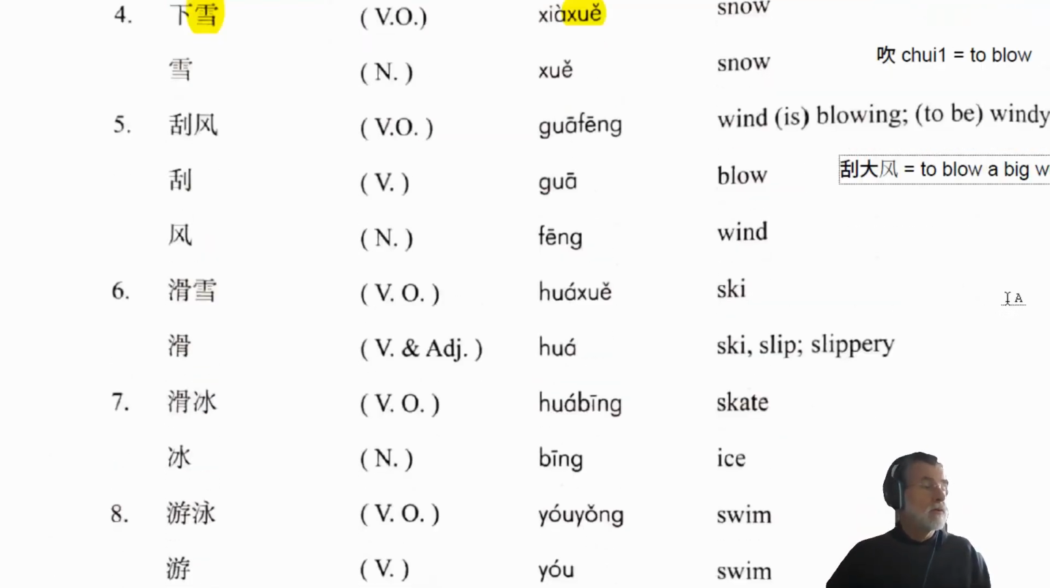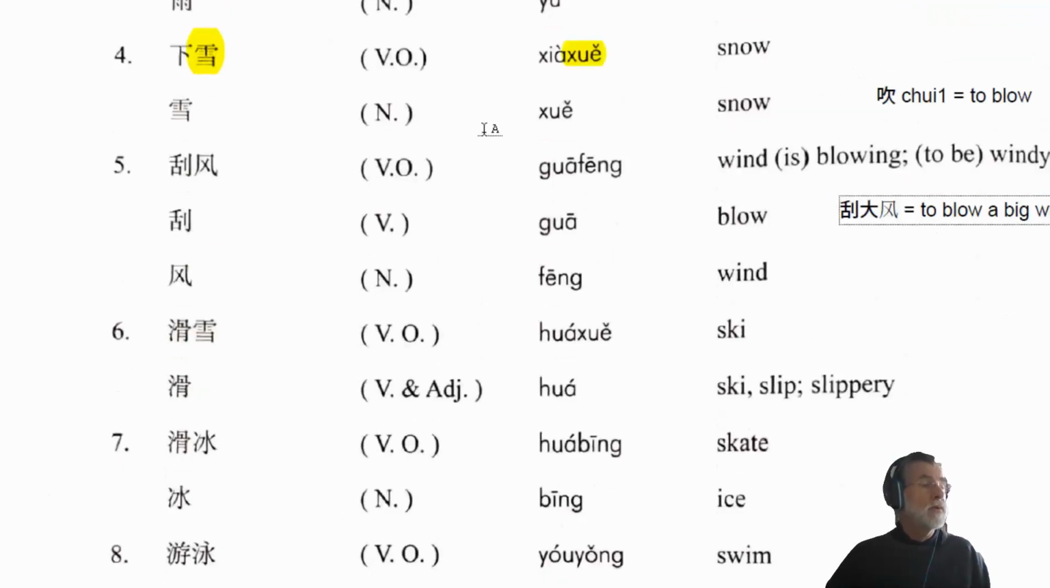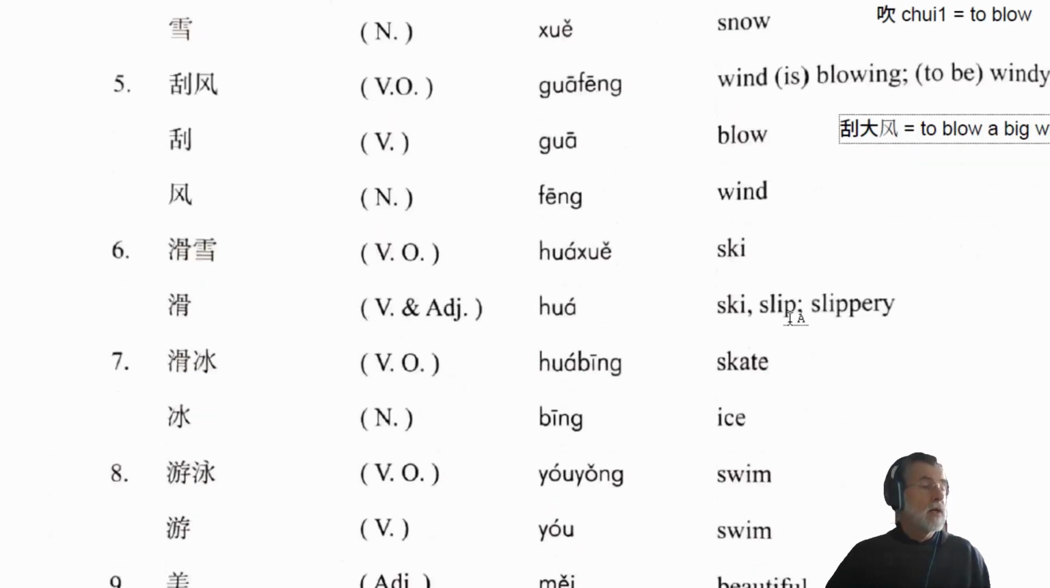Moving on, we've seen up here snow, 雪. So now we're going to learn how to say to snow ski, and that is 滑雪, 滑雪.